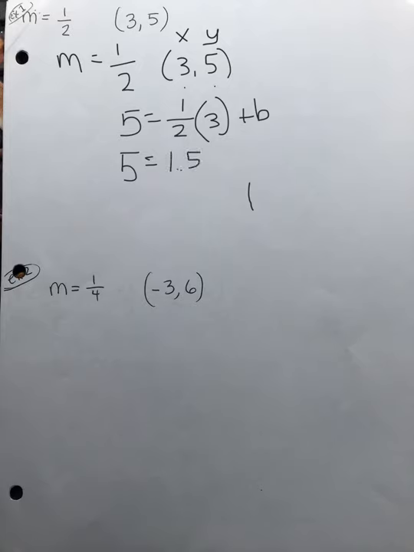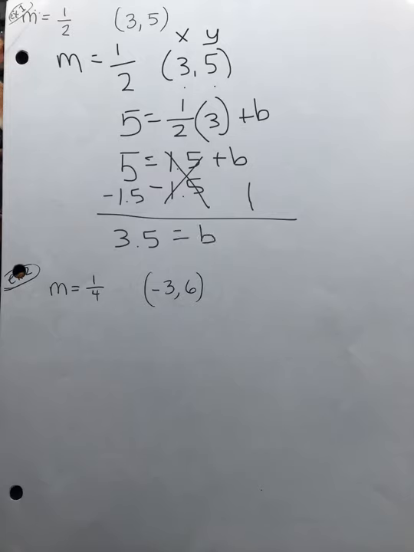1.5. If you don't have a calculator at home, you might want to download one onto your iPad, a good scientific calculator, and then plus b. It's a positive 1.5, so to get it to the other side, I'm going to minus 1.5 from both sides. And 3.5, these will cross off, is going to equal b.